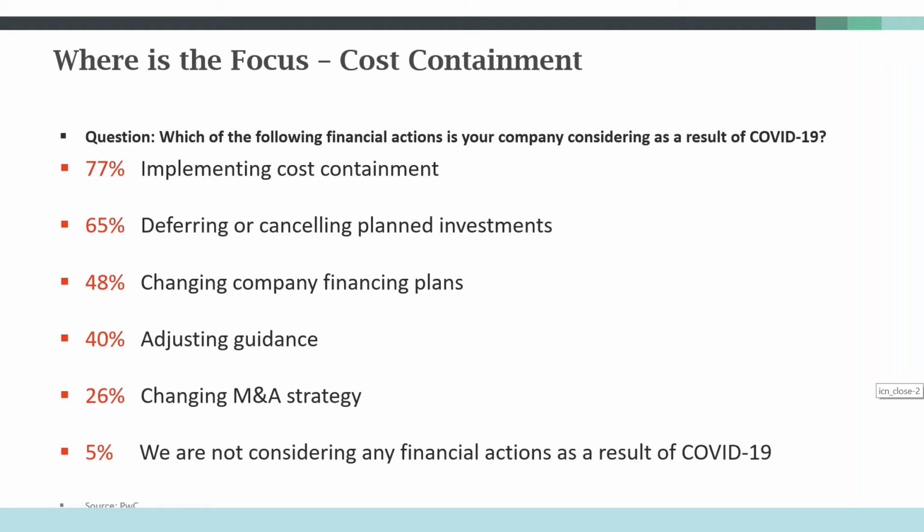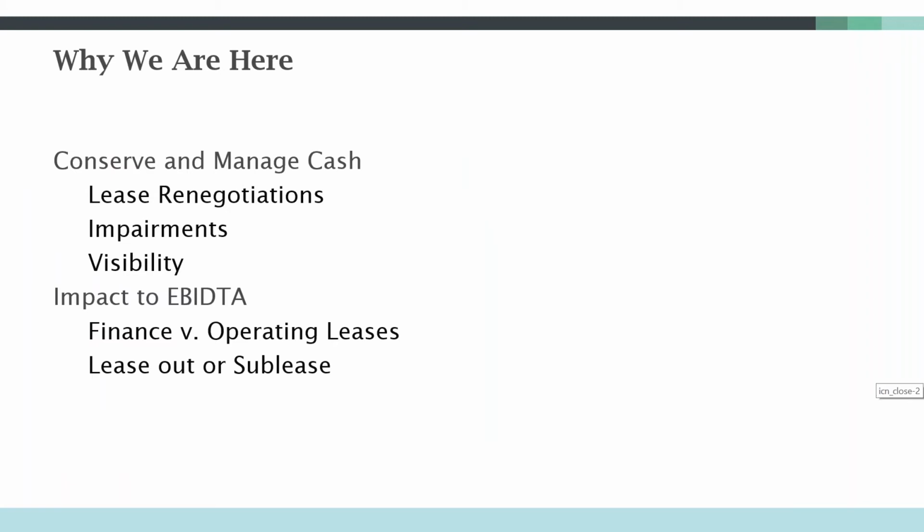But where is the focus? The major focus, as we can see from this chart, is now around cost containment and cash. And so what does that mean for us? Well, today we're here because we want to help you focus on understanding how to use active lease management to conserve and manage cash through things such as lease negotiations, impairments, visibility, and then impacting EBITDA through finance versus operating leases and lease outs or subleases of space.